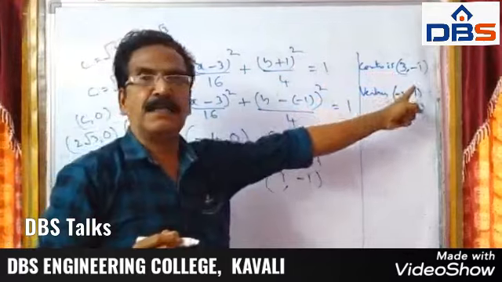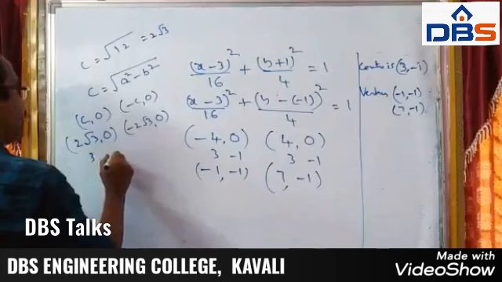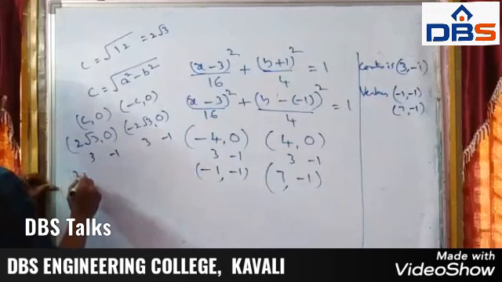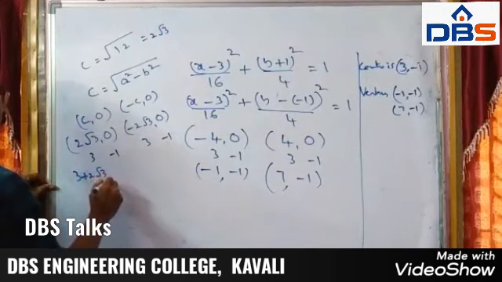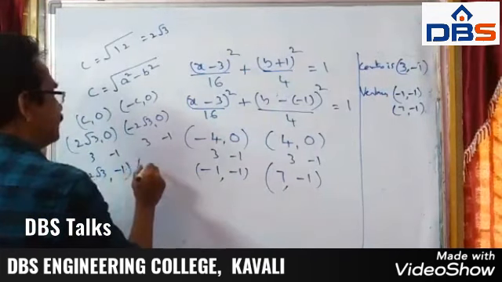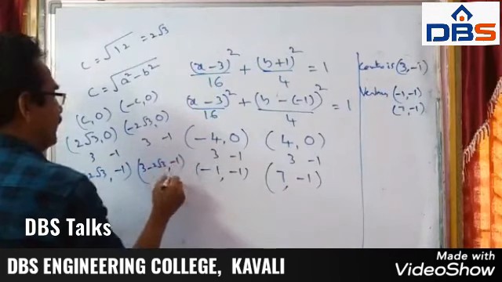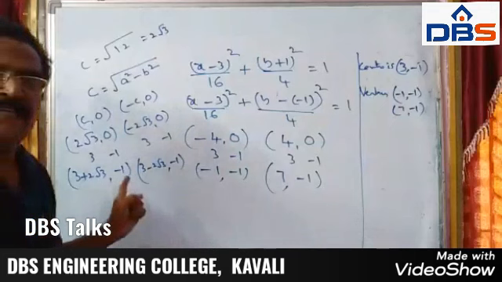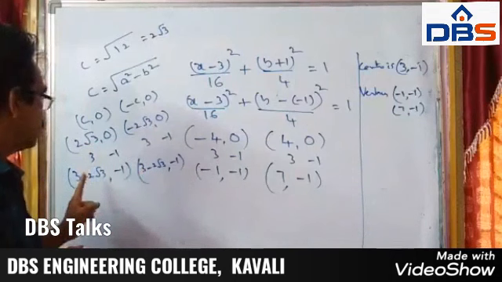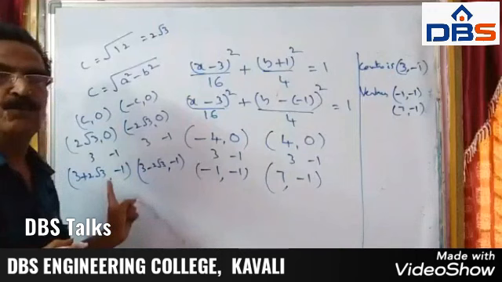Now what is the center? 3 comma minus 1. Let us add this. So 3 plus 2 root 3 comma minus 1 is one focus. 3 minus 2 root 3 comma minus 1 is the coordinates of the other focus. So this is the first focus, this is the second focus. These are the coordinates of the two foci.